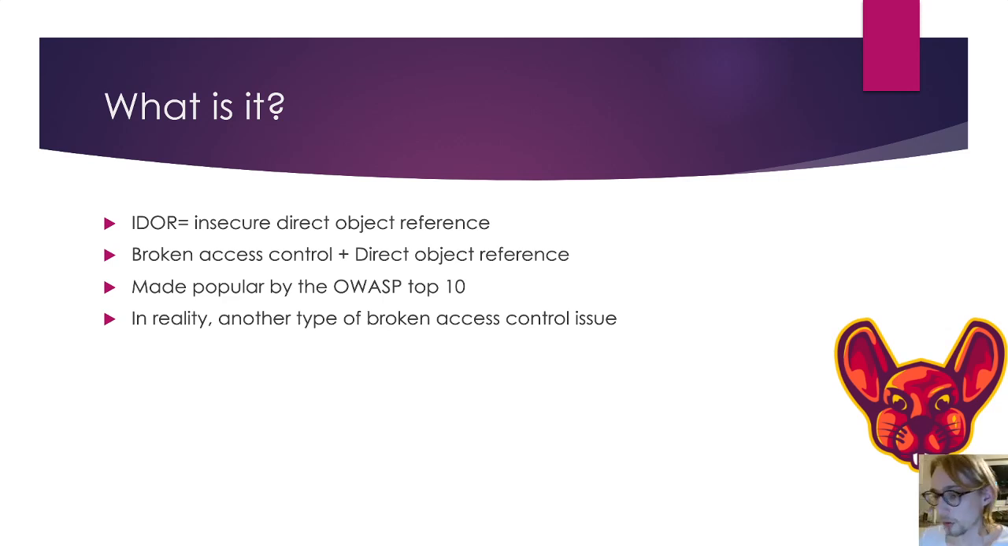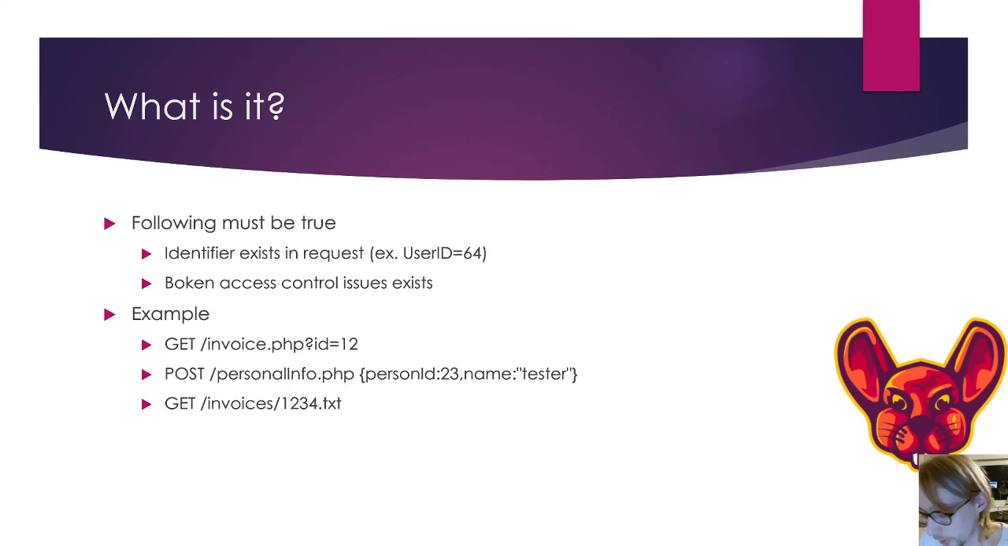But first, what you have to know is that IDOR is a term that was popularized by the OWASP Top 10. It's not actually a specific vulnerability class in and of itself because of that broken access control plus that direct object reference. It's basically a broken access control issue. So if people talk about IDORs, keep in mind it's a broken access control. Not really super important, but good to know.